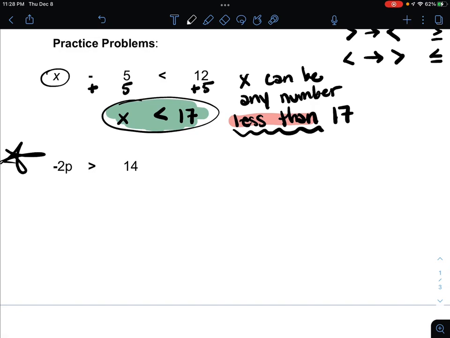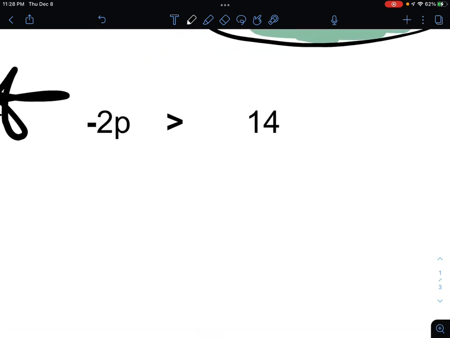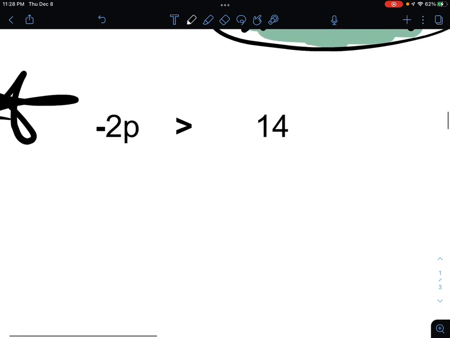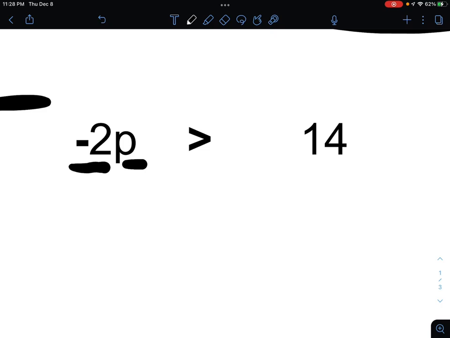Let's look at another example of solving an inequality. I have negative 2p is greater than 14. Now remember, when you see a coefficient in front of the variable, we can imagine that there's this itty-bitty multiplication sign. Remember, we talked about invisible multiplication.